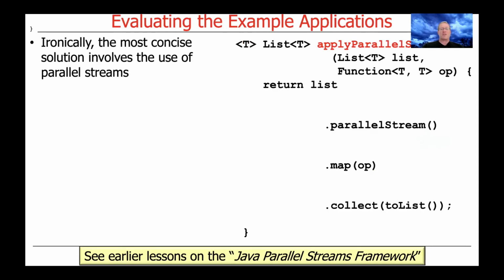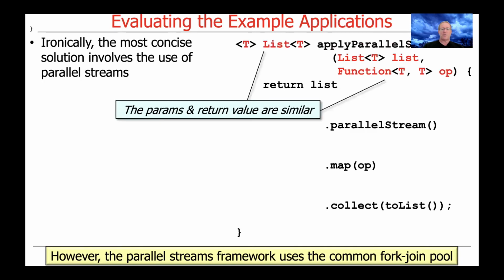So here's the really interesting part. Ironically, the most concise solution doesn't actually use the Java fork join pool directly, but instead uses a Java parallel stream. Now, again, this is a bit outside the scope of this particular class, but I think it's worth being aware of. So if you take a look at my test program, there's yet another implementation called apply parallel stream. And this is super, super simple. And as we'll see in a moment, also very efficient.